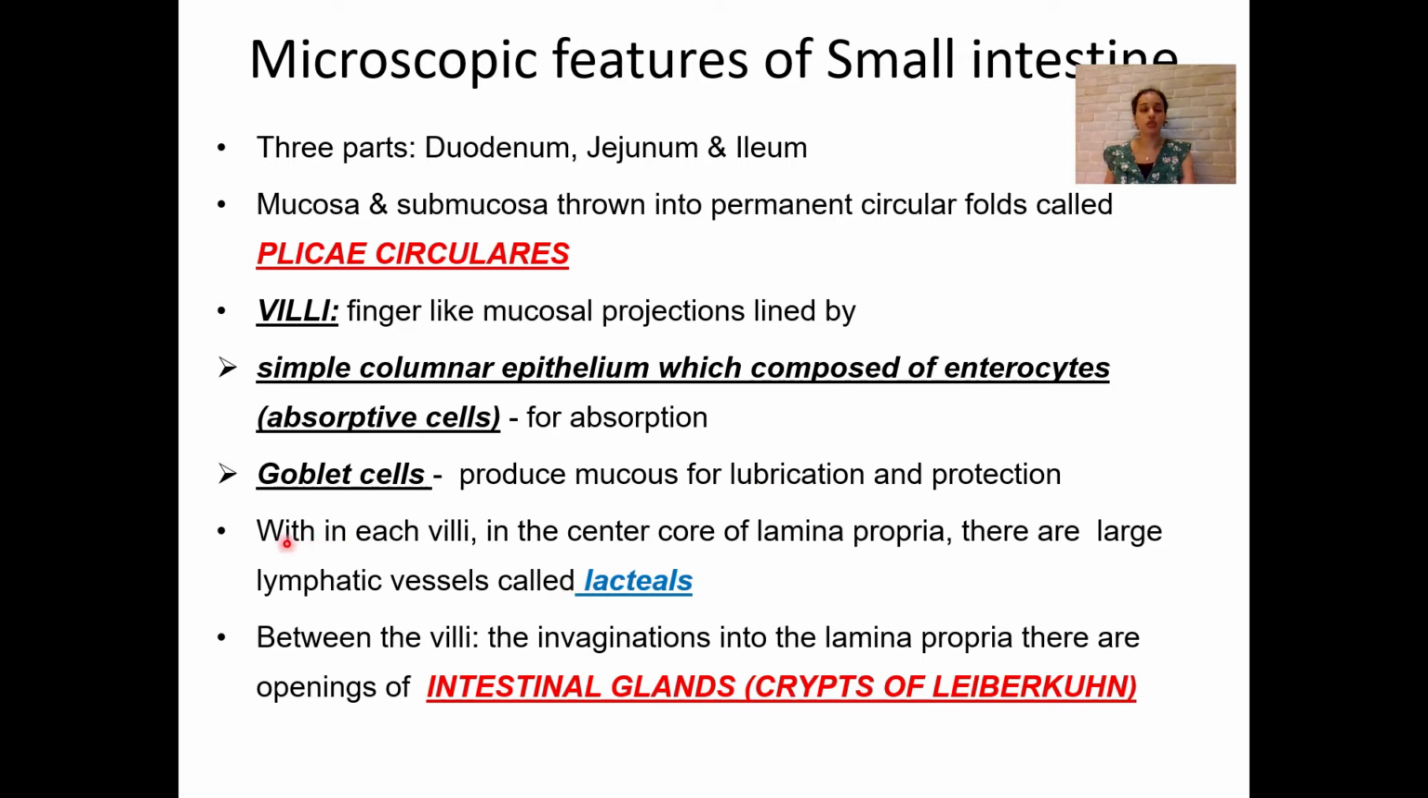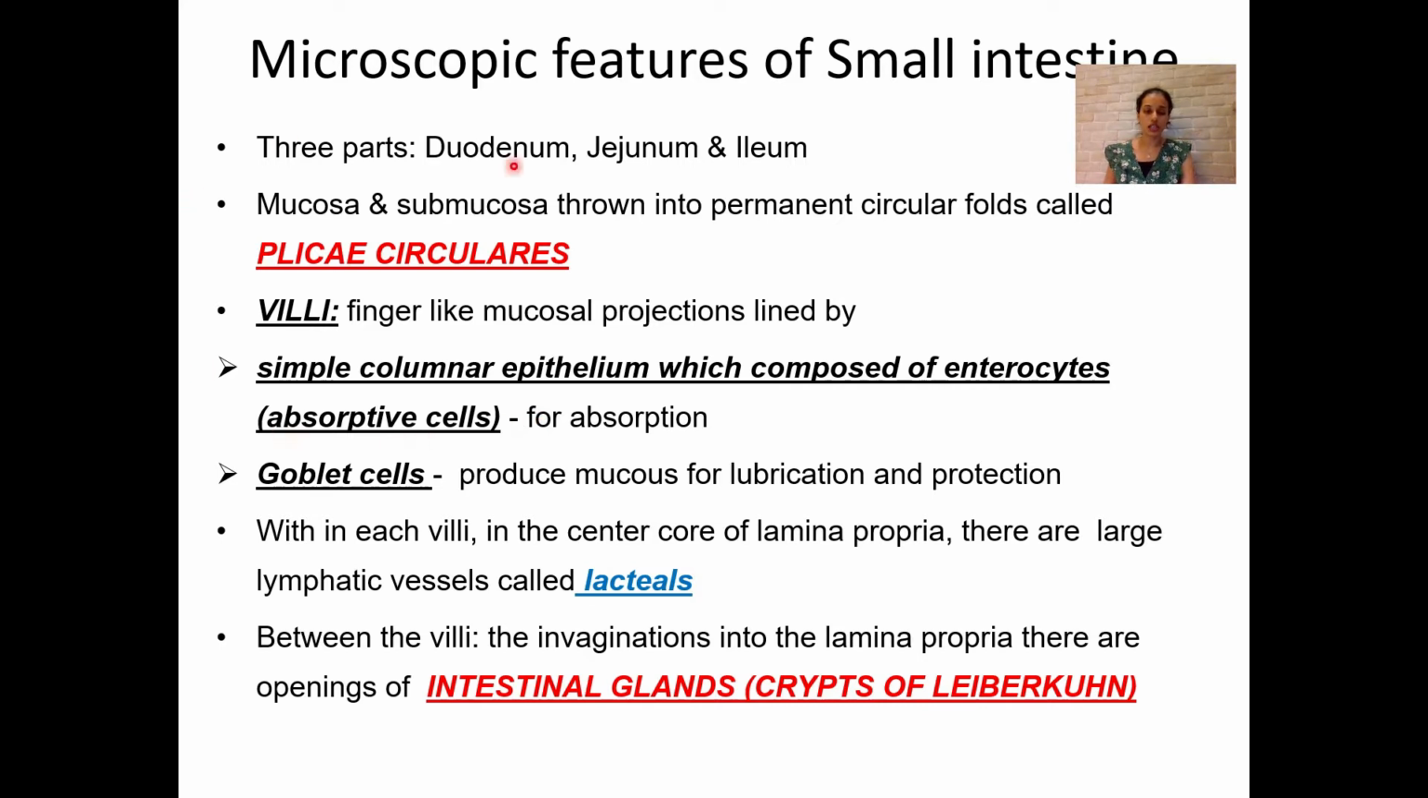Within each villus there is a central core of lamina propria, and at the central core there is a large lymphatic vessel called a lacteal. Lymphatic vessels in the small intestine are called lacteals. If you are asked which layers form the plicae circularis, it is the mucosa and submucosa, and for the villi the layers are the surface epithelium and the lamina propria.